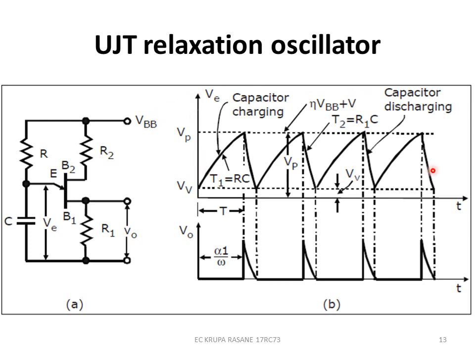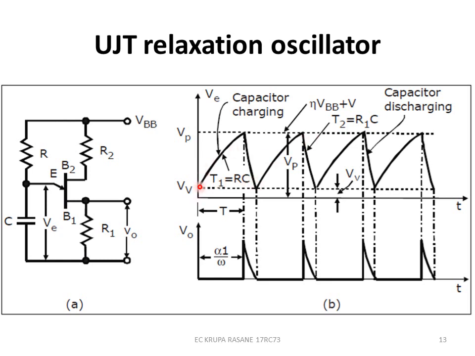So VE versus time. This is the dark line. What we have seen is the way the capacitor charges. Initially when the circuit is connected, the diode is in the off state and the VBB will start charging the capacitor. So actually the capacitor will start from 0, but only for the first cycle. After that, it will start charging from V valley to V peak.